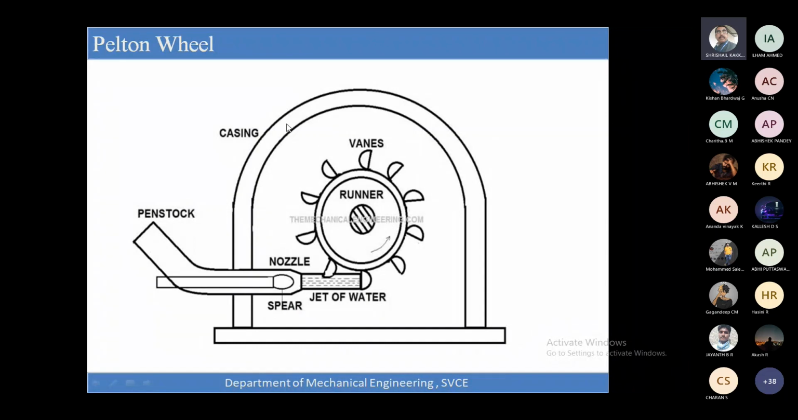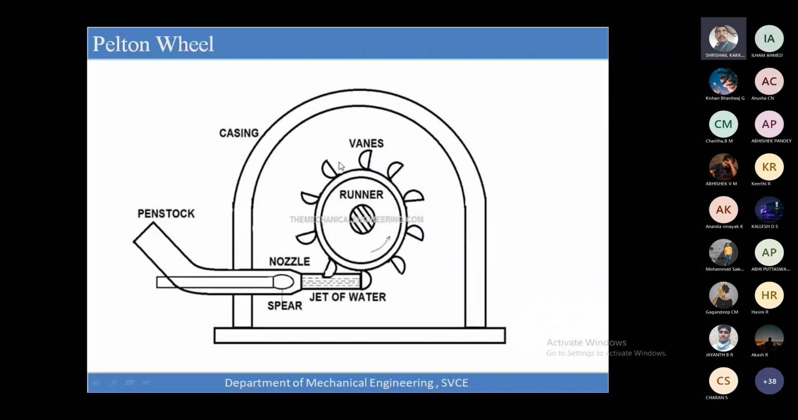Another important part is the casing. The casing is made out of cast iron. It will become an enclosure. In this enclosure, the turbine will be rotating, which will avoid the splashing of water here and there.